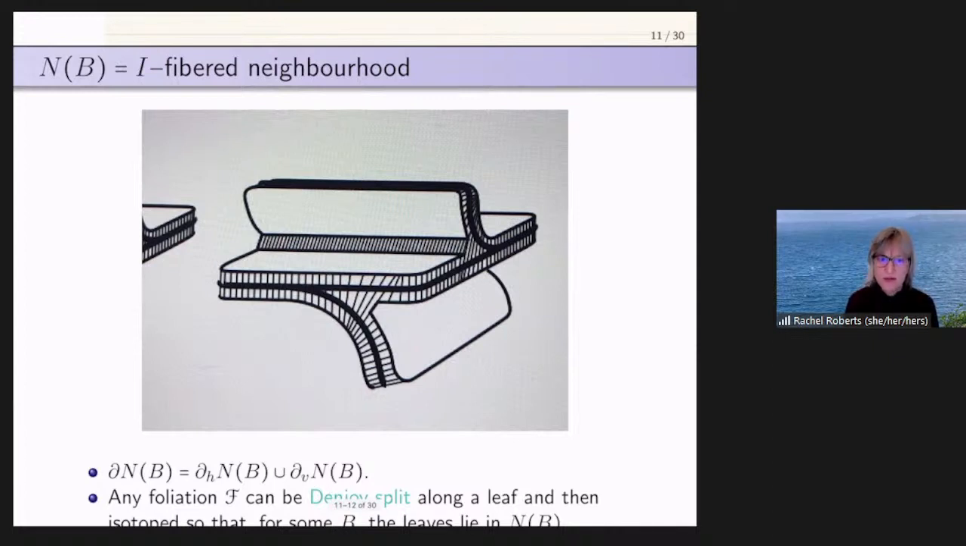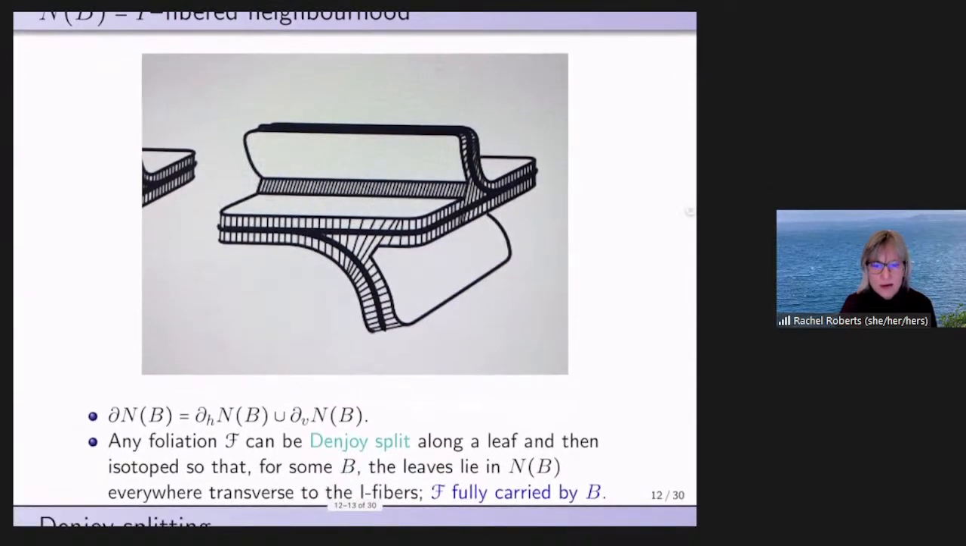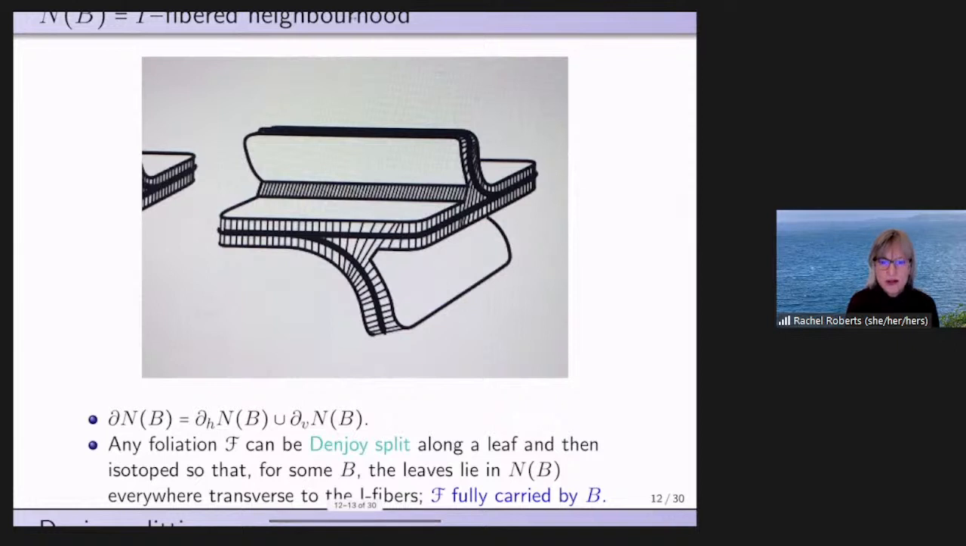And the key thing I want to point out here is that the boundary of the neighborhood of the branch surface naturally decomposes into horizontal boundary and vertical boundary. So the vertical boundary is the boundary which is a union of I fibers, and the horizontal boundary is what's left over, or the part of the boundary that is transverse to the I fibers. And the game when you have a foliation is to Denjoy split along a leaf and then isotope your foliation so that it lies in one of these neighborhoods everywhere transverse to the I fibering.